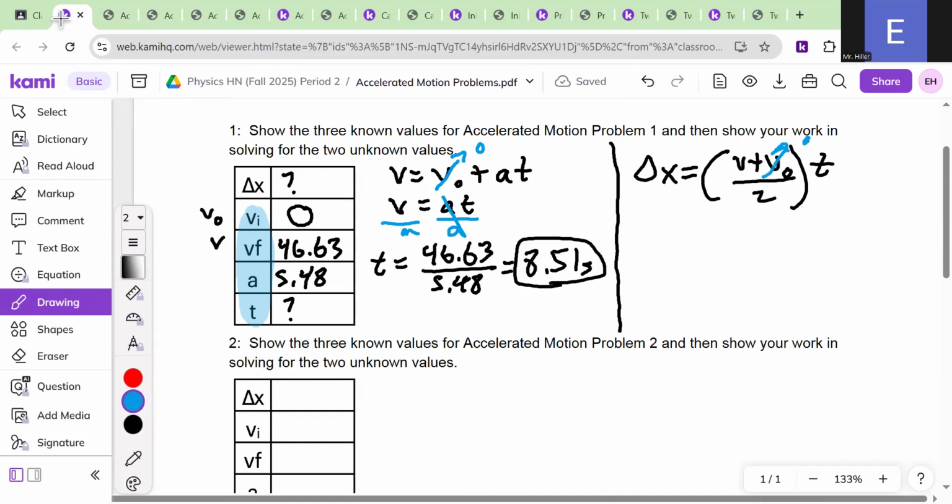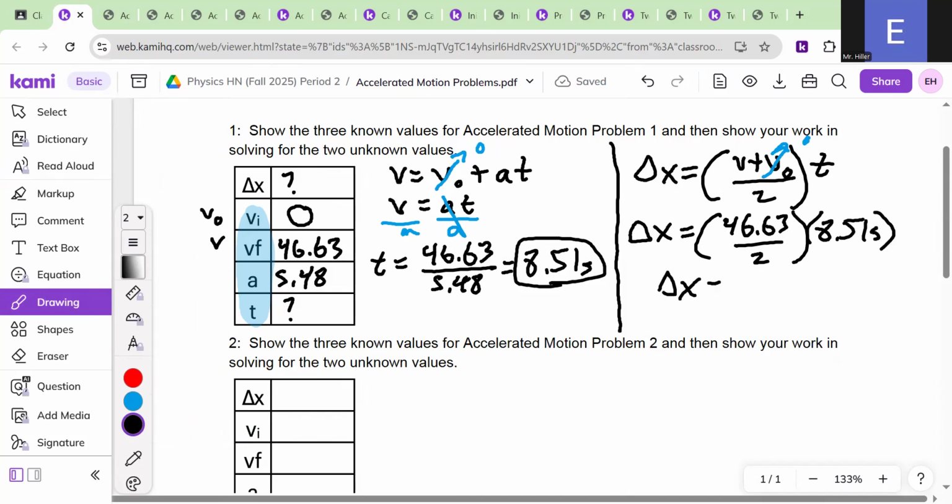V initial will be 0. And when I plug in, I'm going to get V, which is 46.63 divided by 2 times 8.51 seconds. I'm getting a value for my displacement of about 198.4 meters. So I'm going to go ahead and enter those in my program.